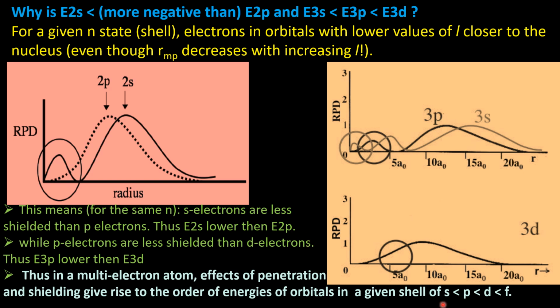So we can say that the shielding effect plays a very important role in orbital energies. So we can say that shielding gives rise to the order of energy: s is less than p, less than d, less than f orbitals.